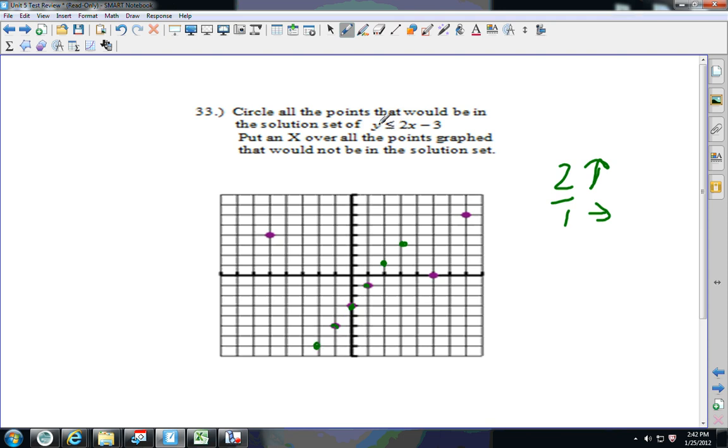It's an equal to, so it's a solid line. So I'm just going to use my pen and try and draw this line as straight as I can. Oh, there we go. Kind of crazy. Everything on this line is a solution, and it says less than. So I go below the line. So it says to circle all the ones that would be in the solution. Circle, circle, circle, circle. Put an X on the ones that are not.